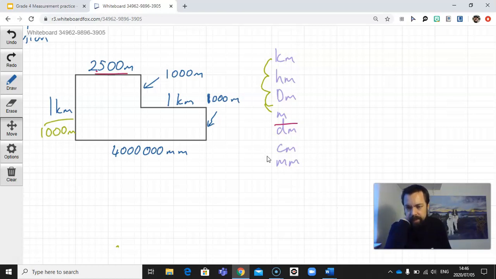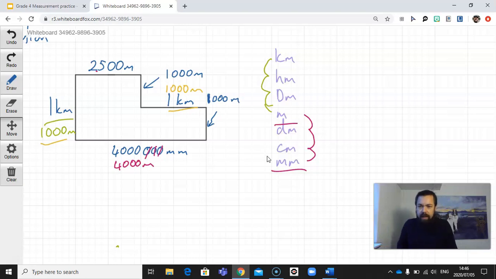This one's already in meters. So is that one. Let's make this one into meters. Oh, it's the same, 1 kilometer. We've already worked that out. So this one is also 1,000 meters. This one's already in meters. So now we need to make that one into meters. So millimeters to meters, 1, 2, 3. We're going to take away 3 zeros, 1, 2, 3. And we're left with 4,000 meters.